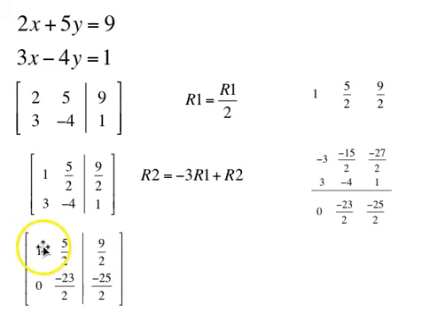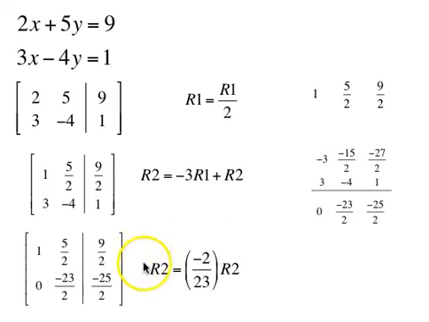We have a 1 in the top slot, 0 underneath that. Then we want to turn this into a 1. Well, to do that, I have to multiply that row by negative 2/23, the reciprocal of this number. So my new row 2 will be negative 2/23 times the old row 2.